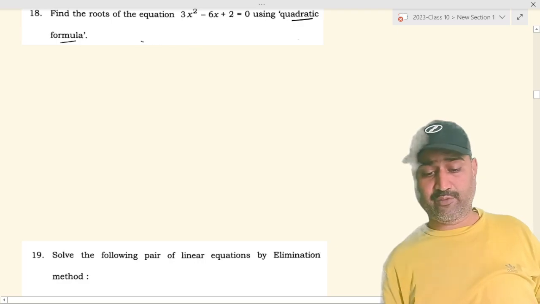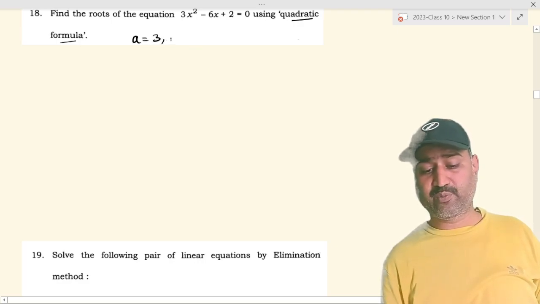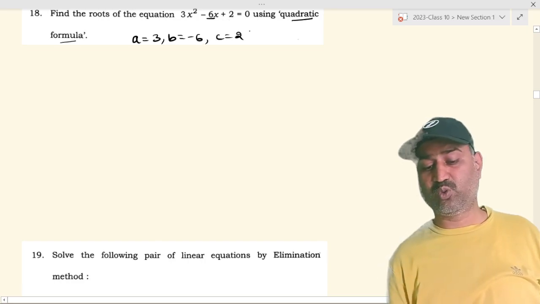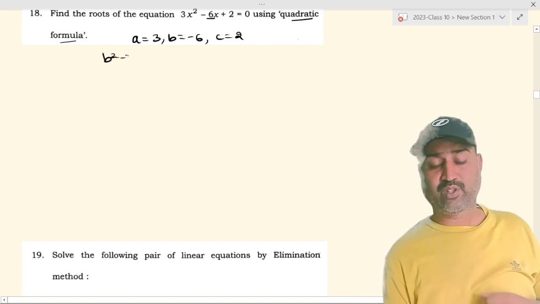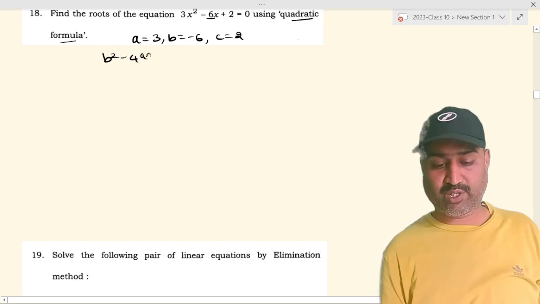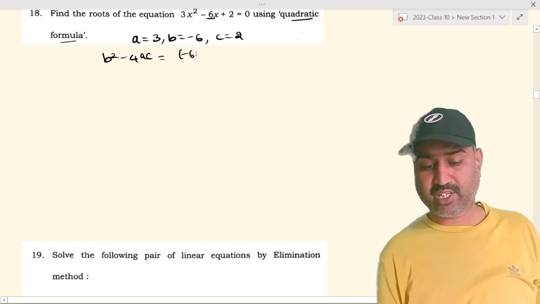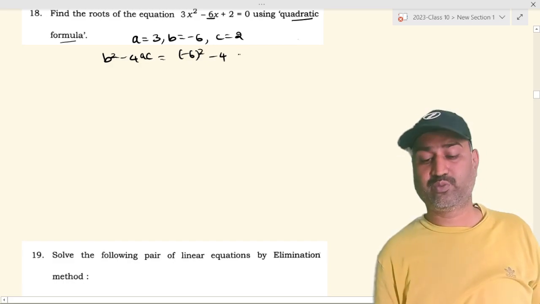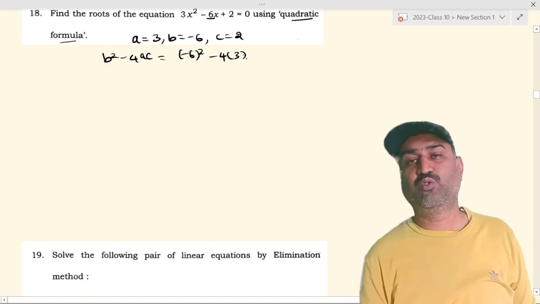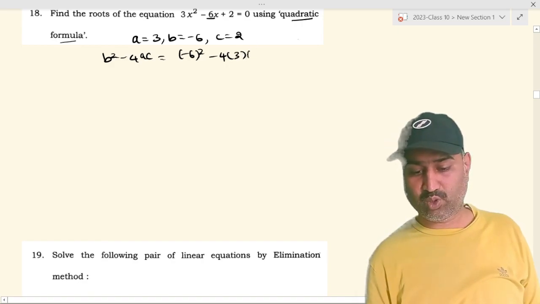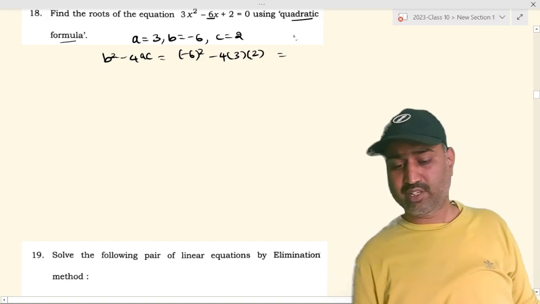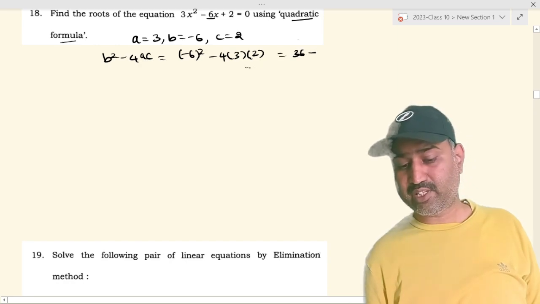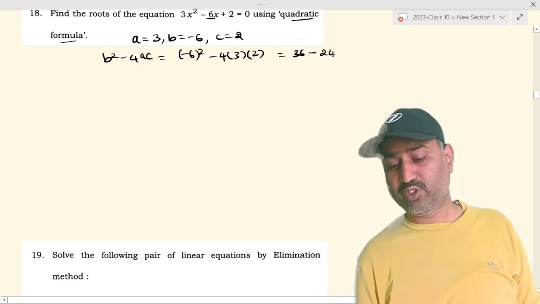First step, here we find the coefficient values. A is 3, b is minus 6, right? B is minus 6 and c is 2. First we find the determinant of the equation, that is b square minus 4ac. Let us find b square minus 4ac here. B square minus 4ac is equal to minus 6 whole square minus 4 into 3 into 2, right? Is equal to minus 6 whole square is 36, minus 4 times 3 is 12, 12 times 2 is 24. Therefore it is equal to 12.